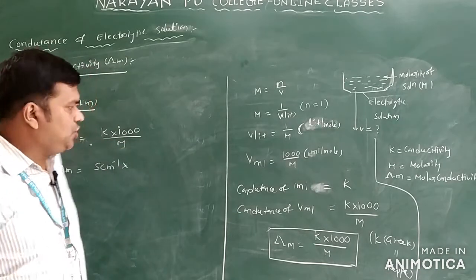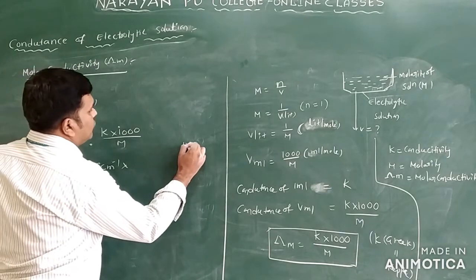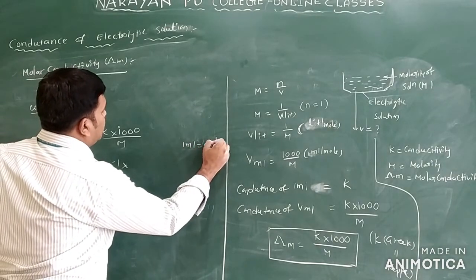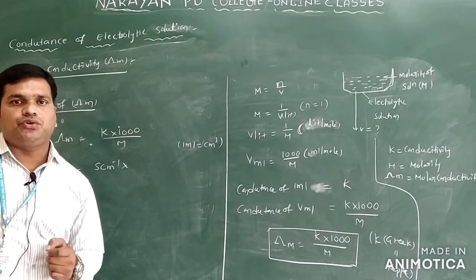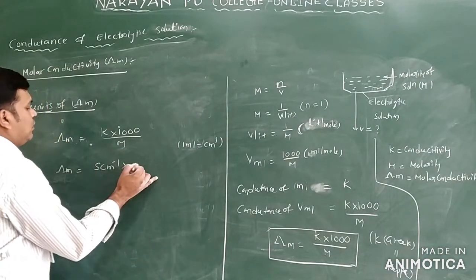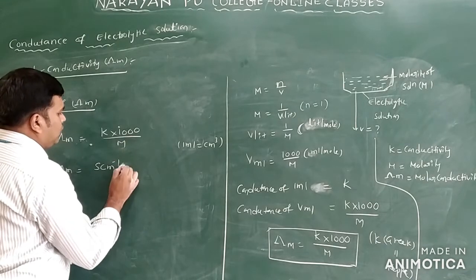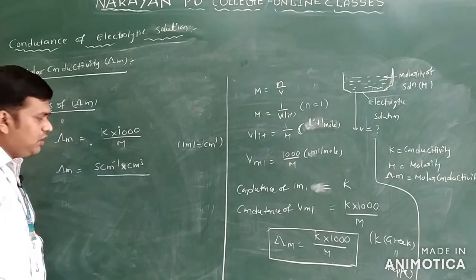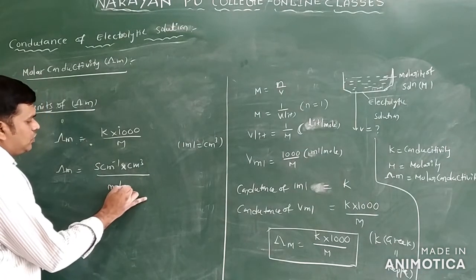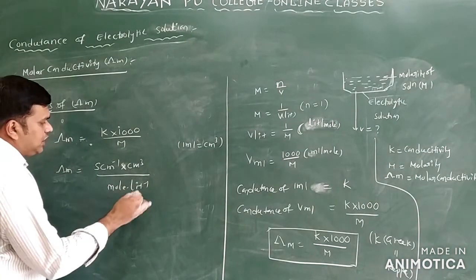This 1000 is in the form of milliliters only. You know 1 ml is equal to 1 centimeter cube only. So I will write this 1000 as centimeter cube only, by M. What are the units of molarity? Molarity units you will write here as mole per liter only. I will write mole and liter inverse only.